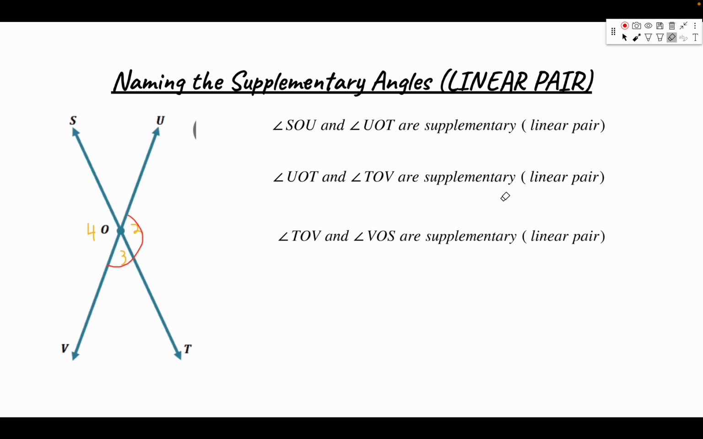Angle 3 and angle 4 would be supplementary. Those angles are represented by TOV and VOS. And our final set would be angle 4 and angle 1, angle VOS and angle SOU.